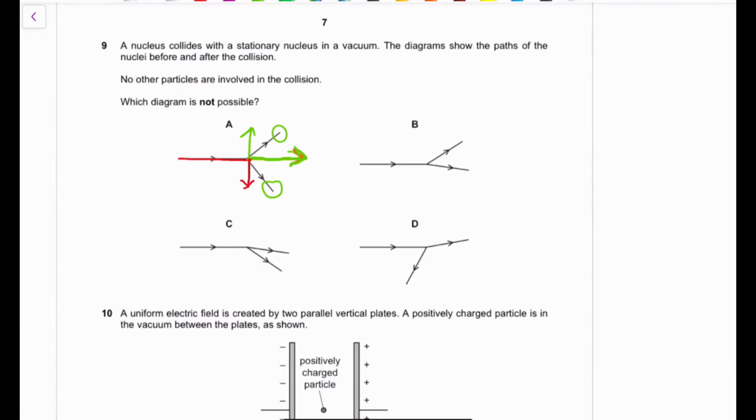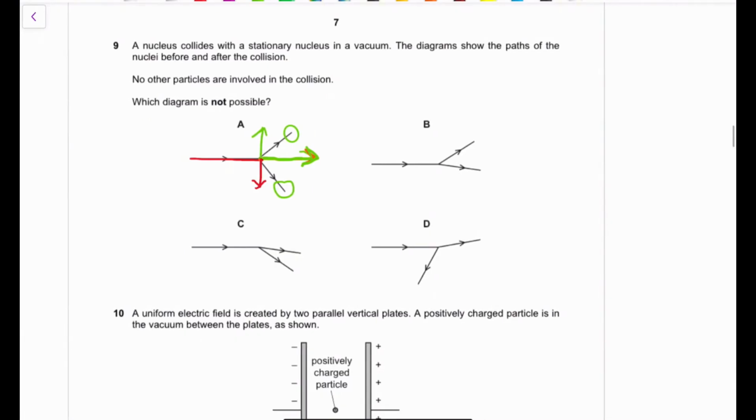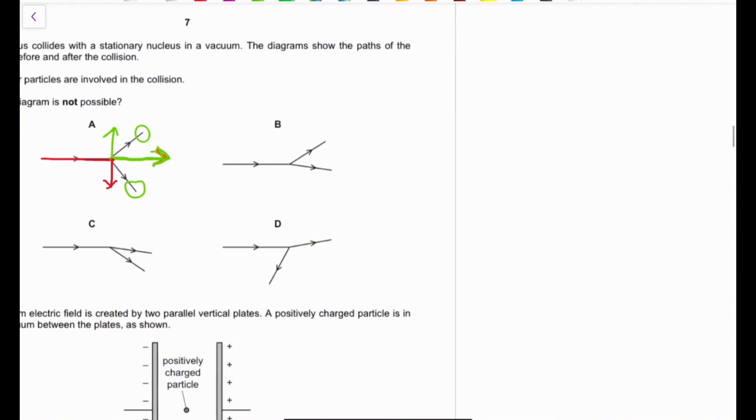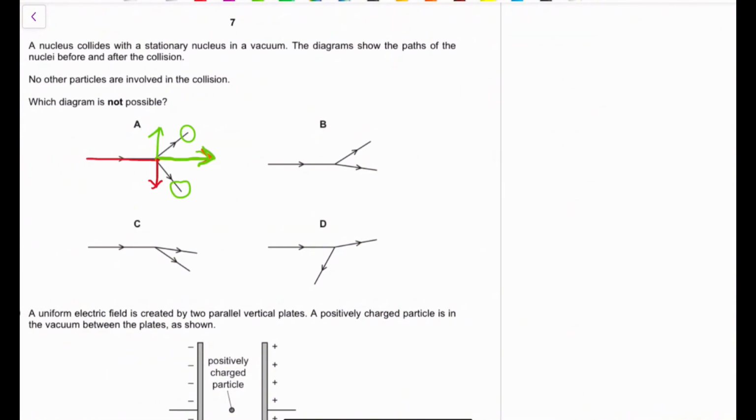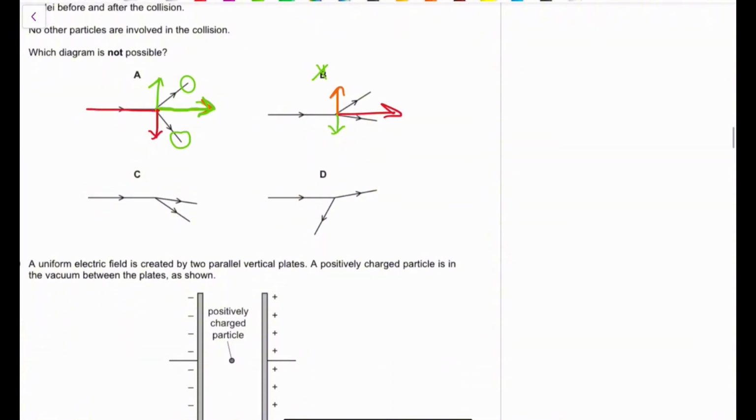Meaning that your momentum is conserved, because we're interested in momentum being conserved in the X and momentum being conserved in the Y. So that sort of caters for that, because we can resolve the momentum, right? And if you go to this one, we can resolve both of these two momenta such that they act in the horizontal. And we can also resolve one to be acting up and the other one to be acting down, meaning that B is wrong because it is possible, right?